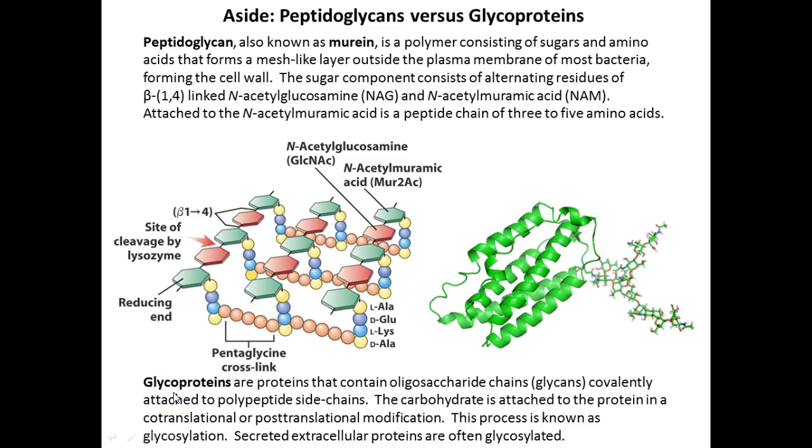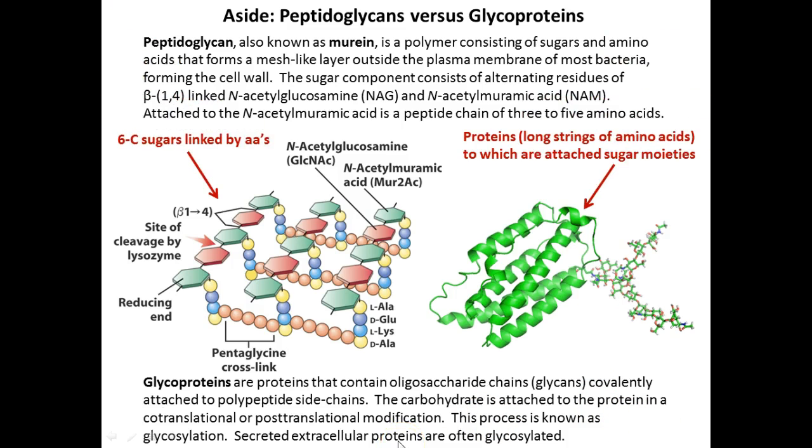Glycoproteins, therefore, are sugar and protein. So you have your protein component with the sugar attached to it. These are very common in biological systems, to have sugars attached to proteins. They love each other.